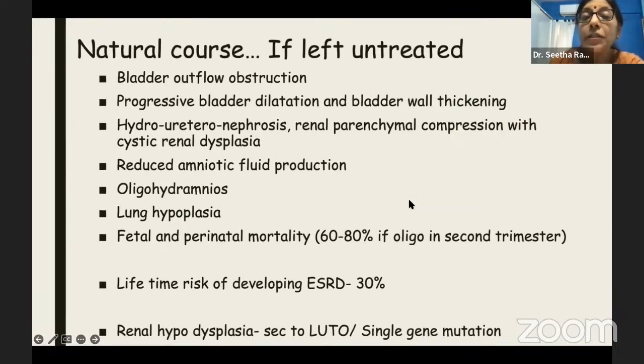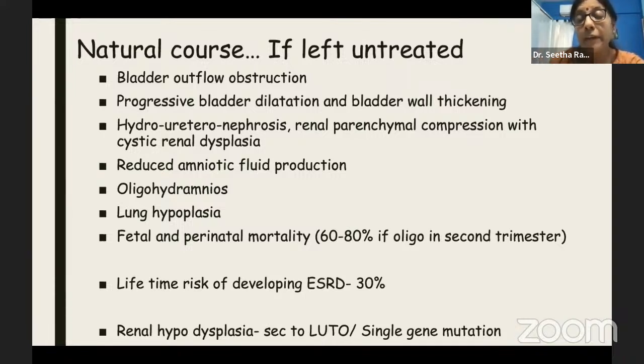Now, what happens if it is left untreated? As would be logical, the bladder flow obstruction is there. So progressively the bladder dilates, the bladder wall thickens. This causes back pressure changes, as we saw, obstructive renal dysplasia, where the renal parenchyma gets compressed, and then obviously there is a reduced amniotic fluid production, which causes severe oligo, even anhydramnios to that extent, and these cause lung hypoplasia and fetal and perinatal mortality, especially if the oligohydramnios is severe in the second, third trimester. It could go up to almost 60 to 80%.